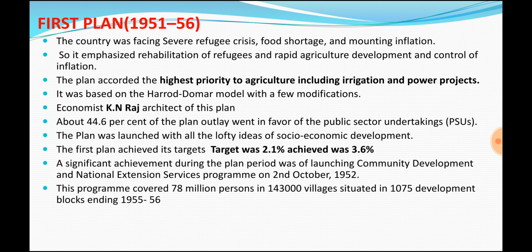This plan was able to increase agriculture production, and the food shortage problem was solved. It was during this plan period that the Community Development Programme and the National Extension Service were launched, in 1952 on 2nd October, the birthday of Gandhi.